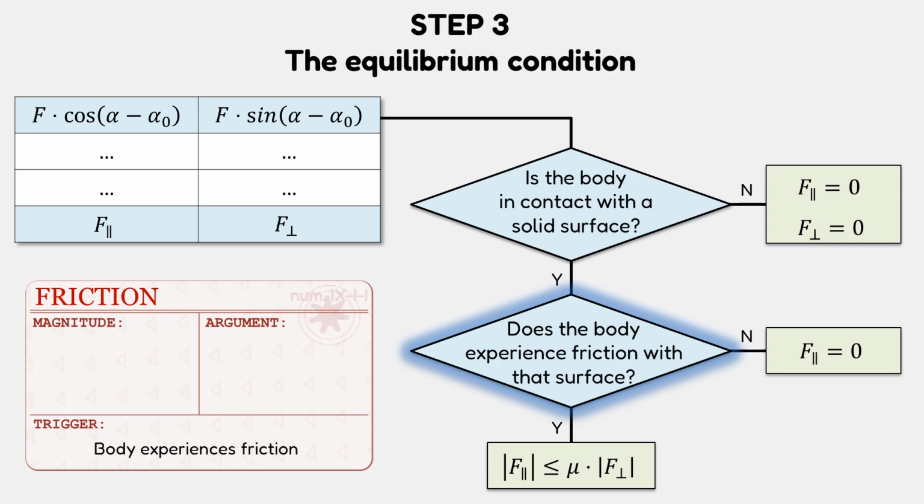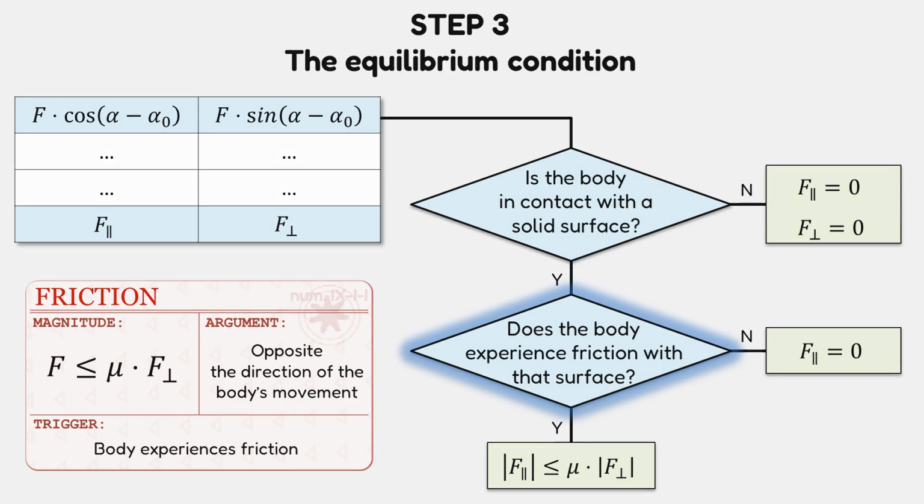However, friction alone doesn't always guarantee equilibrium, because its intensity can never exceed the product of the friction coefficient μ and the force F_perp. That's why, to ensure equilibrium, the force F parallel, trying to slide the body along the surface without friction, must not exceed the maximum force that friction can sustain, which is μ times F_perp.